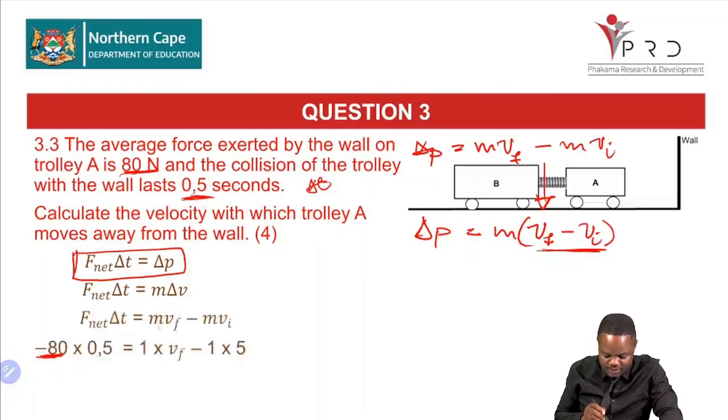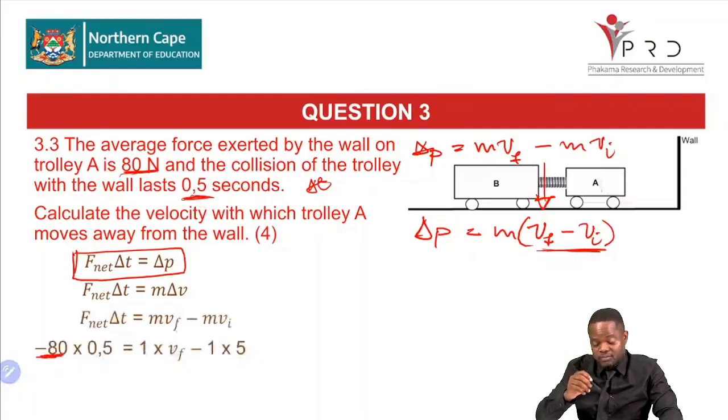And then what is the mass? Our mass is 1 kilogram. The mass of A is 1 kilogram. Right? And what is the final velocity there? It is what we want to calculate. Okay? And then mass is 1. The initial velocity, we know that it is 5 meters per second. After the spring drops, trolley A approaches with a positive velocity of 5.